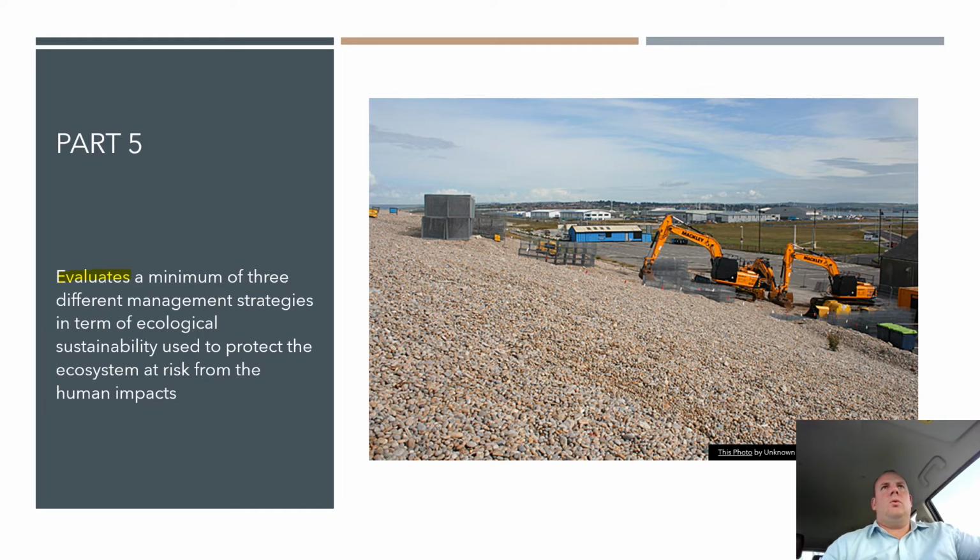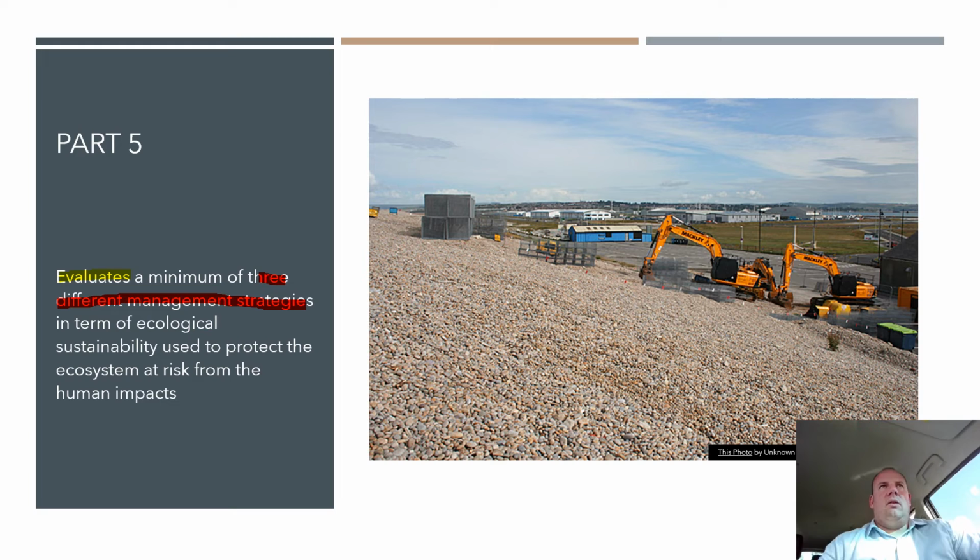So, talking about Shelley Beach, you've got some fencing there to try and keep people out, but how effective is that? Well, we can judge that based on the amount of flora and fauna that might be there. We might say it's pretty successful because it doesn't cost much to put up, and there's lots of vegetation there, there's sand dunes still present. So that's what we mean by evaluate. You've got to make a judgment, and if you don't make a judgment, then you can't get into those top band. Now I'm looking for 3 different management strategies.